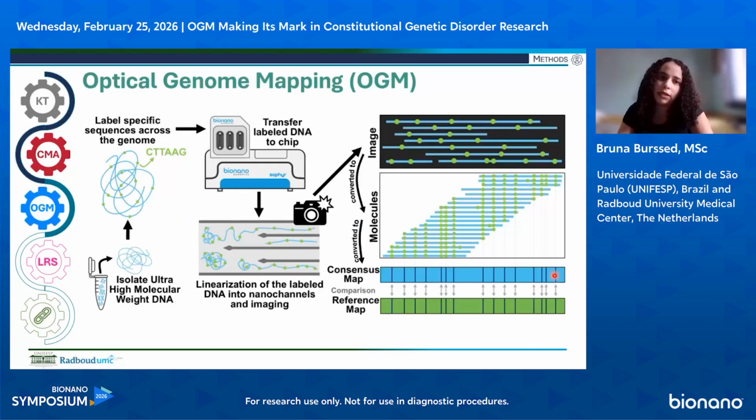These individuals underwent optical genome mapping, which is a technique that uses ultra-high molecular weight DNA, which is isolated and then labeled at specific sequences across the genome. Then this DNA is transferred to a chip, which is then inserted into the equipment. This equipment linearizes and images these molecules. These images are then converted into molecules, which are then converted into consensus maps, which are compared to the reference so that we can detect the structural variants. The optical genome mapping analysis allows us to see an approximate location of the breakpoints.